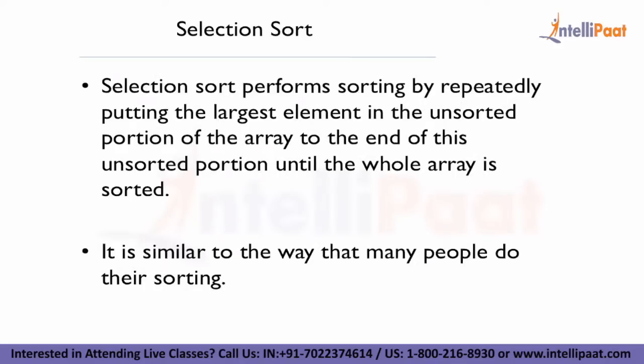Selection sort performs sorting by repeatedly putting the largest element in the unsorted portion of the array at the end of this unsorted portion until the whole array is sorted. It's a very simple algorithm where it starts with a complete array, finds the largest element in the array, pushes the largest element to the end of the array, and shrinks the array by one position. Then in the next iteration it tries to find the largest element in the shrunken array, puts it at the end, shrinks the array again, and so on until the whole array is covered. So this is how selection sort works.